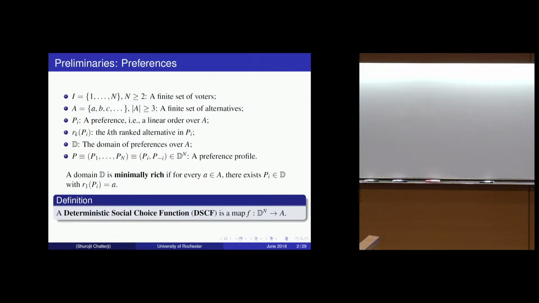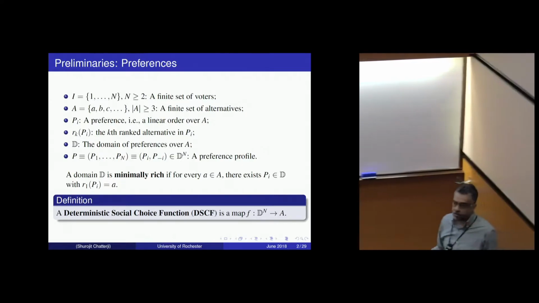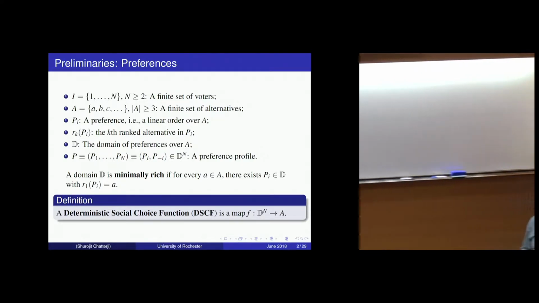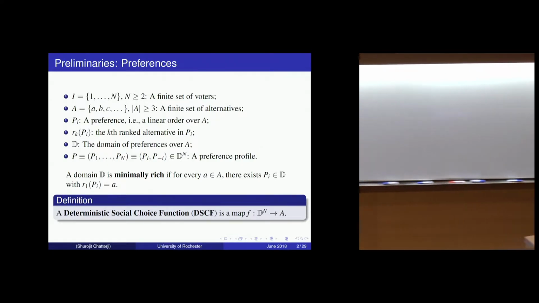A case in point is the celebrated single peaked domain, which indeed has found very large applications in public economics, in political economy, etc., where there's a class of rules called median voter rules, which are non-dictatorial and strategy proof. But this literature broadly is called the restricted domain approach.